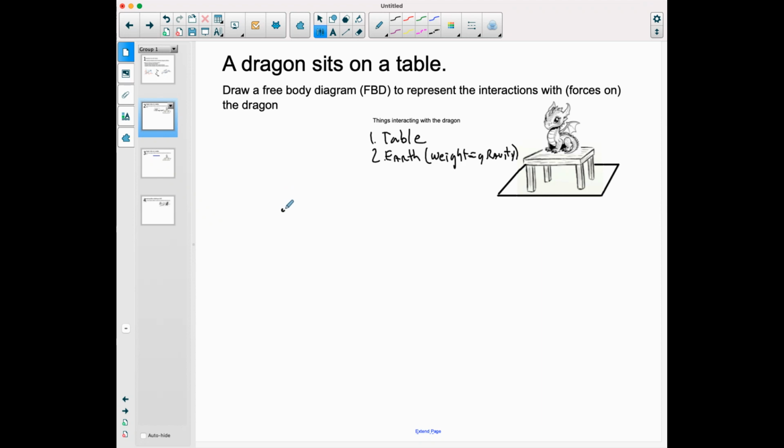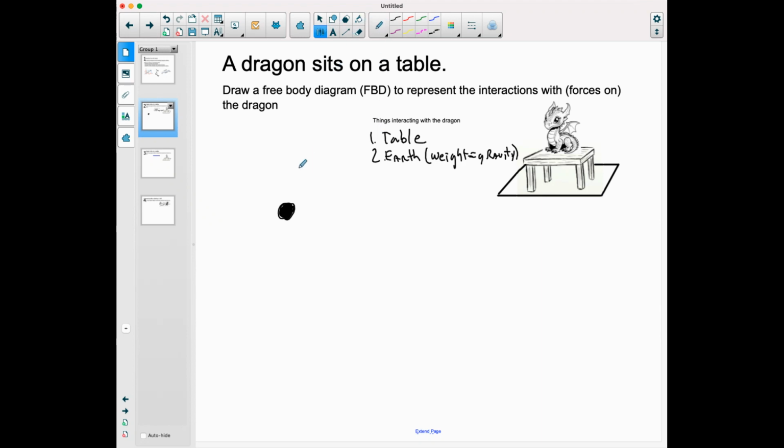So now we're going to draw a little dot here, because in a free body diagram, the word free means we're going to extract the object from its surroundings and just draw the object. We don't want to get very fancy, so instead of trying to redraw the whole dragon, we're just going to draw a dot to represent that. And by the way, the AP exam will expect you to draw your free body diagrams with dots also. All right, so now we're going to use vectors to represent these interactions.